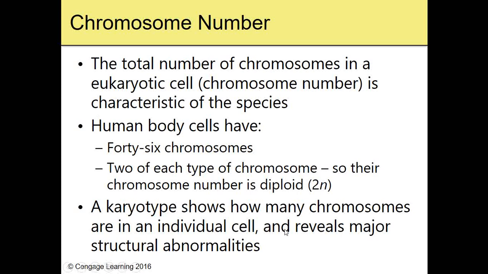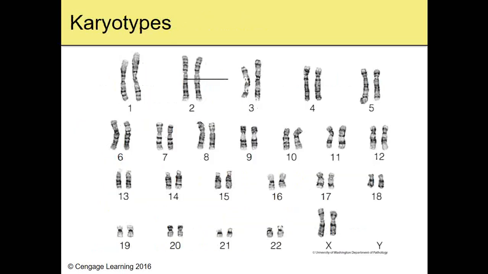Looking at a picture of the chromosomes, we can see how many chromosomes an individual has, and we can see if there are any abnormalities, any extra chromosomes, or not enough chromosomes. A picture of an individual's chromosomes is called a karyotype. In this individual, you can see we've got 2 chromosome number 1s, one from mom, one from dad, 2 chromosome number 2s, one from mom, one from dad. If you add these all up, that's going to equal 46.